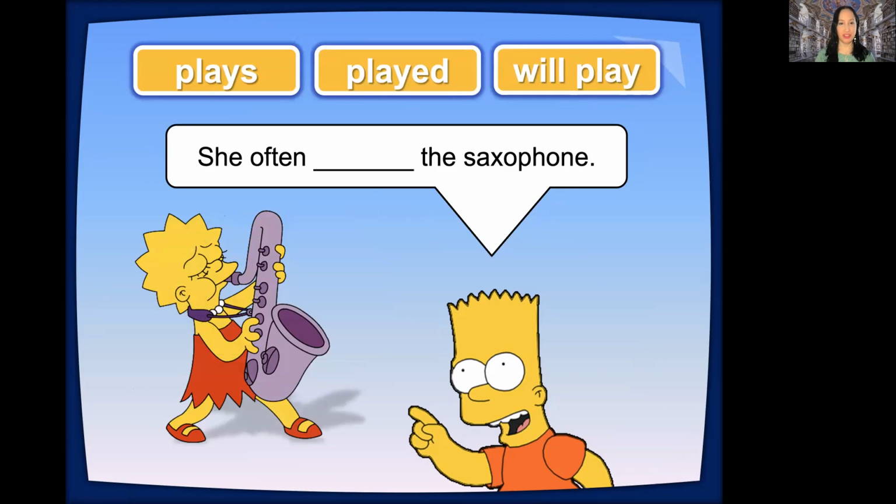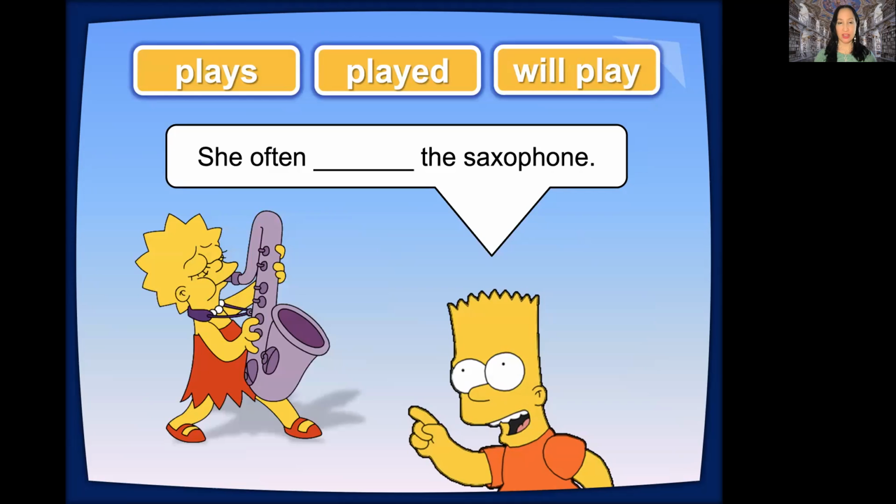Okay, this is a tough word. What instrument is this? That's right, a saxophone. She often blank the saxophone. She often plays the saxophone. She often played the saxophone. She often will play the saxophone.